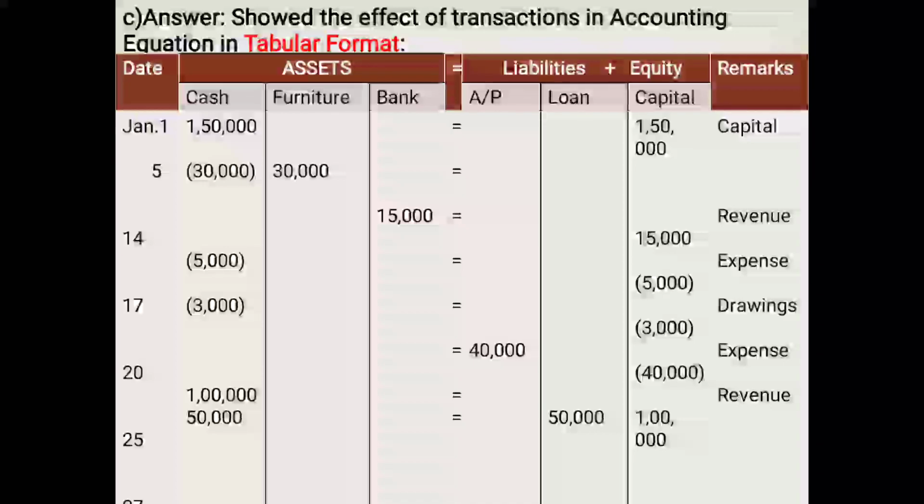Another one, goods sold for taka 1 lakh. For goods selling of taka 1 lakh, cash increases in this business. So 1 lakh in the cash column and 1 lakh in the capital or equity column. We know when sales increase, that is revenue increasing, and when revenue increases, equity increases. The last transaction is loan taken. For loan taking, cash increases. For this transaction, 50,000 in the cash column as a plus figure, and 50,000 in the loan column.